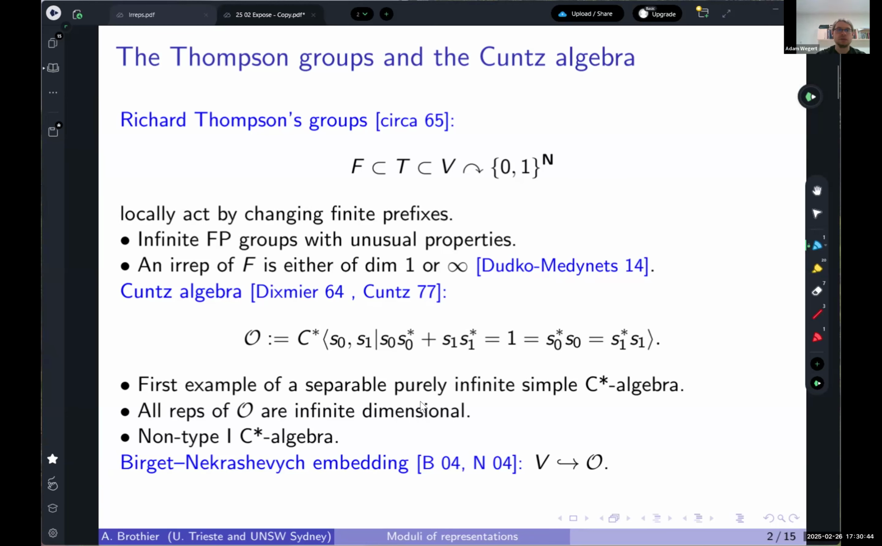Sorry, just a quick question. I don't understand this fact that all representations are infinite dimensional. Would it easily follow if we already know that this algebra is simple, and infinite dimensional itself as an algebra?